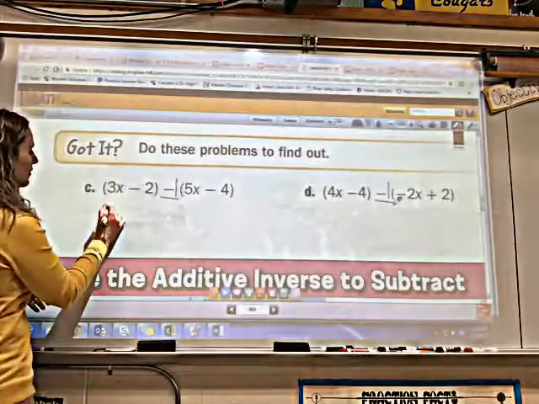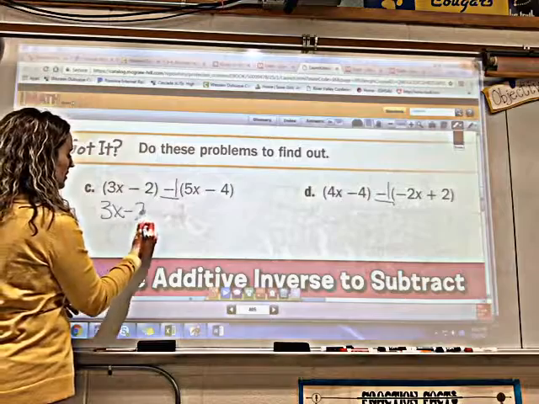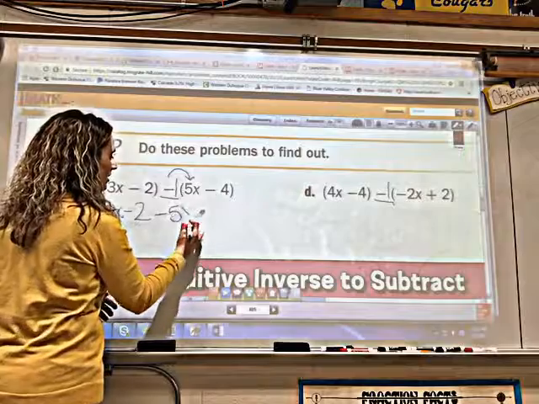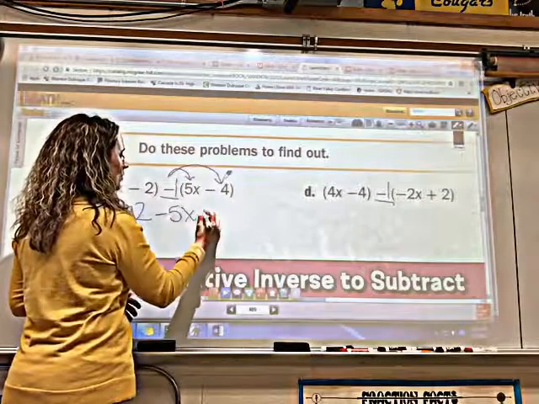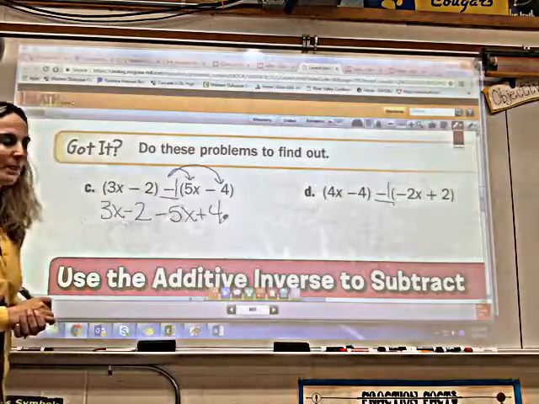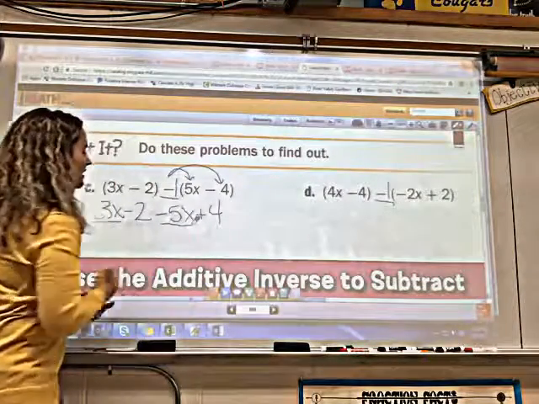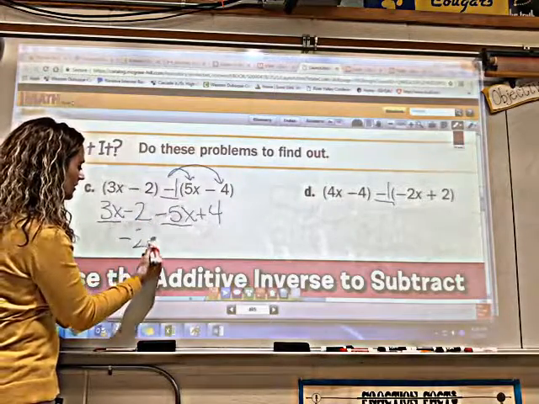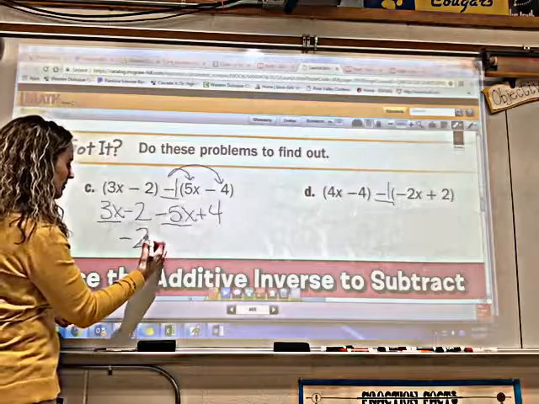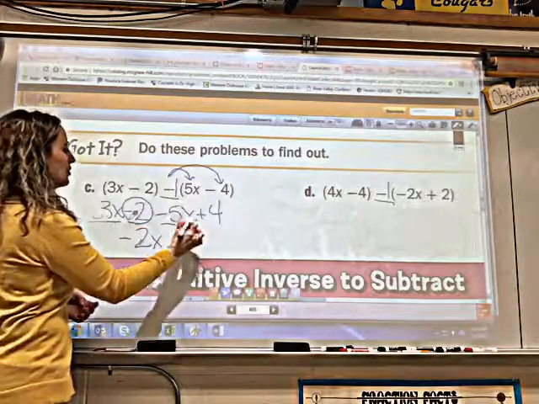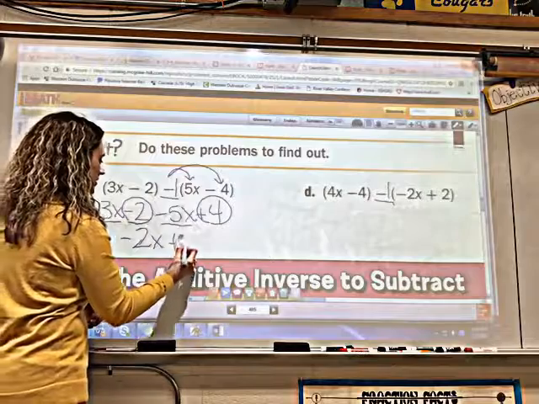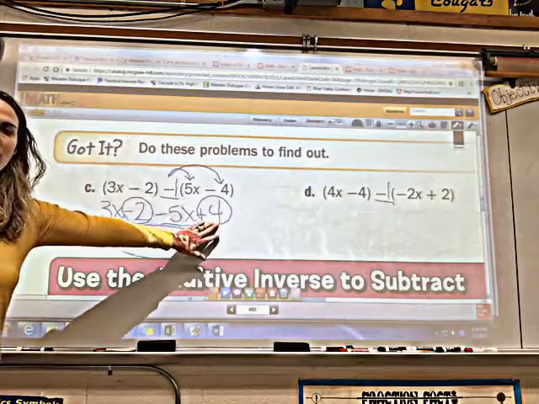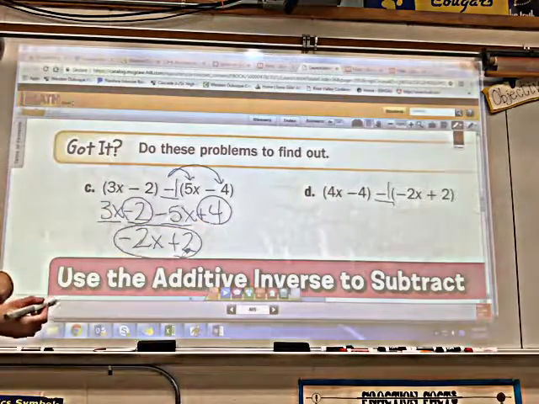Okay, here I have 3x minus 2. Now I'm thinking negative 1 times 5x, so that'd be negative 5x. And then negative 1 times negative 4, so that's going to be a positive 4. Looking at what I have for like terms, I'm thinking 3x's minus 5x's. Well, 3 minus 5 would be negative 2x. And then I have negative 2 plus 4, so that's going to be a plus 2. 4 minus 2 is 2. Positive 4 has a larger absolute value, so it's going to be a positive 2.